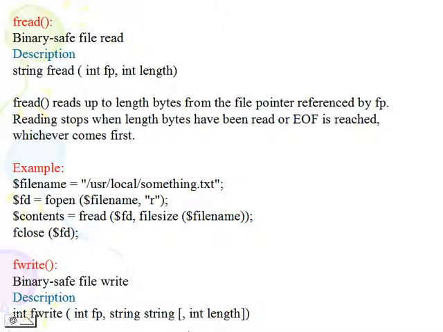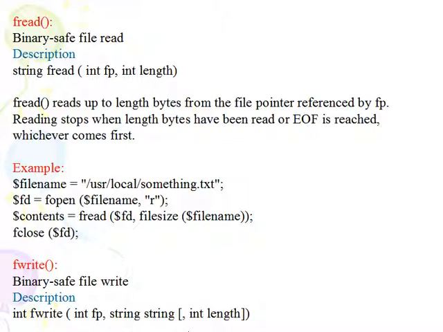Now we will see the next function, fwrite. It is used to write some contents into the file. It takes three parameters. The first one is the file pointer, the second one is a string, and the third one is the length of the data to be written into the file. The second parameter, string, indicates what is the data to be written into the file.